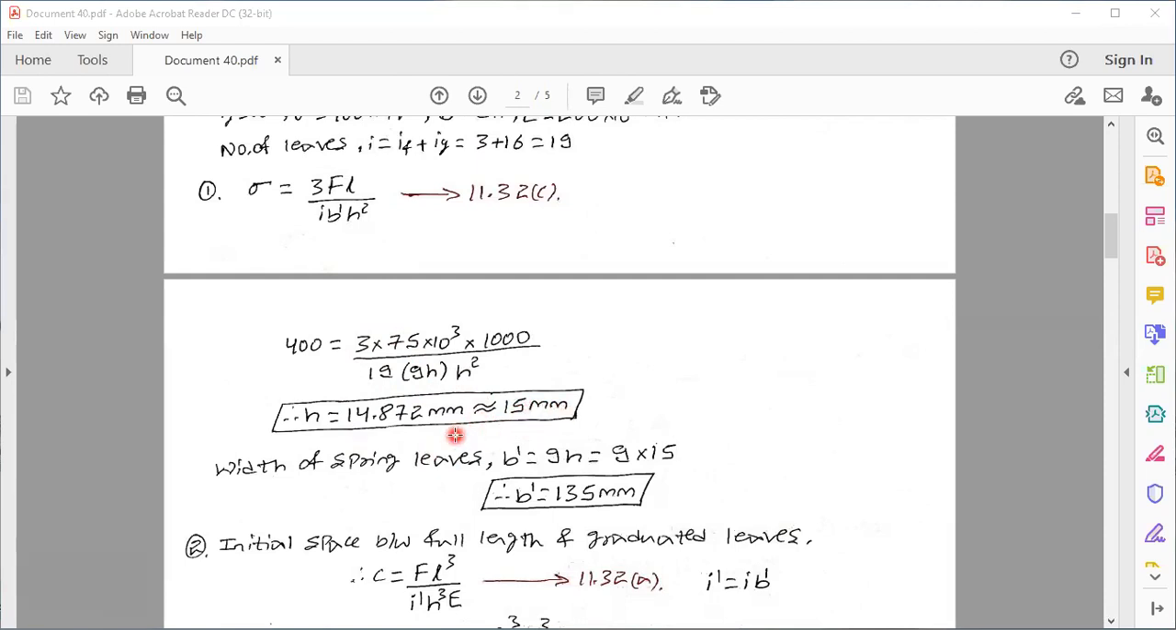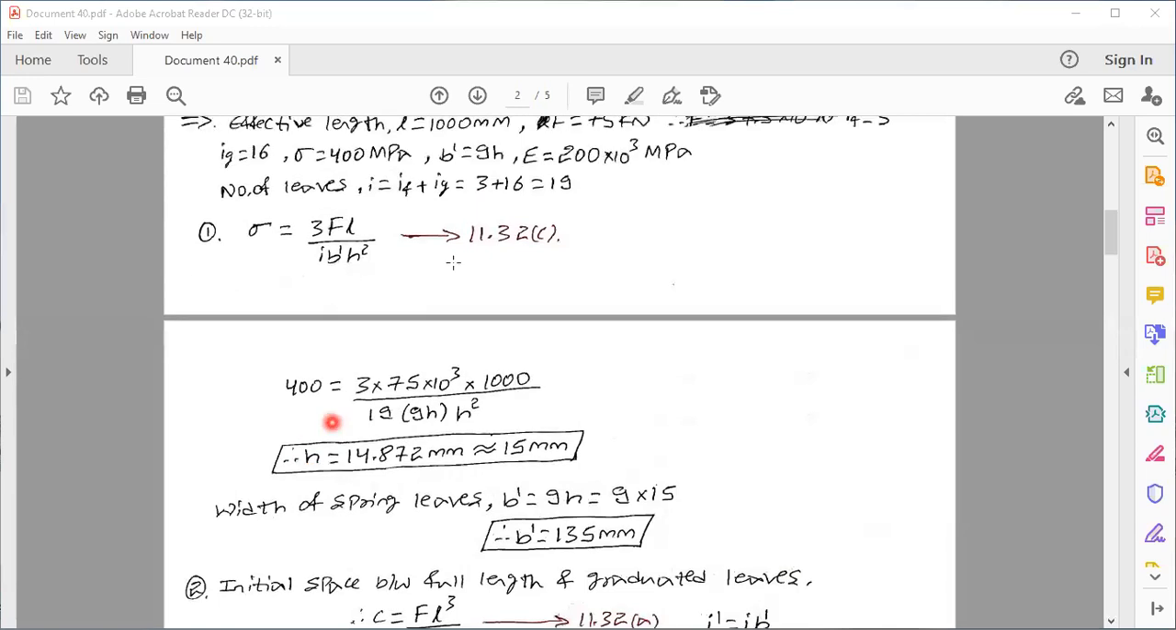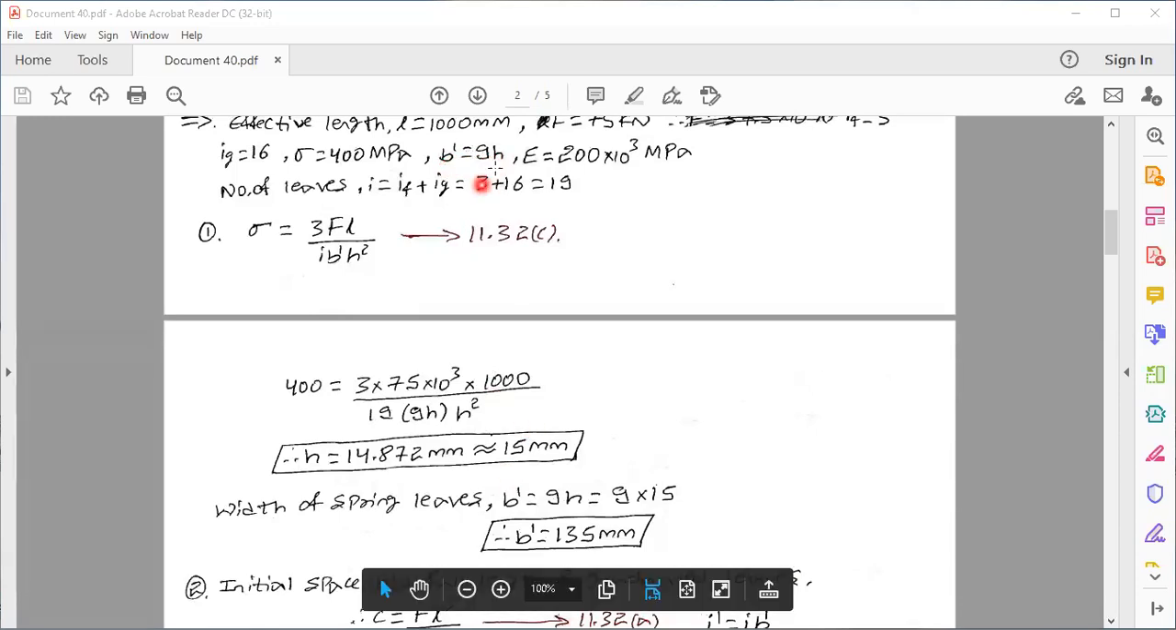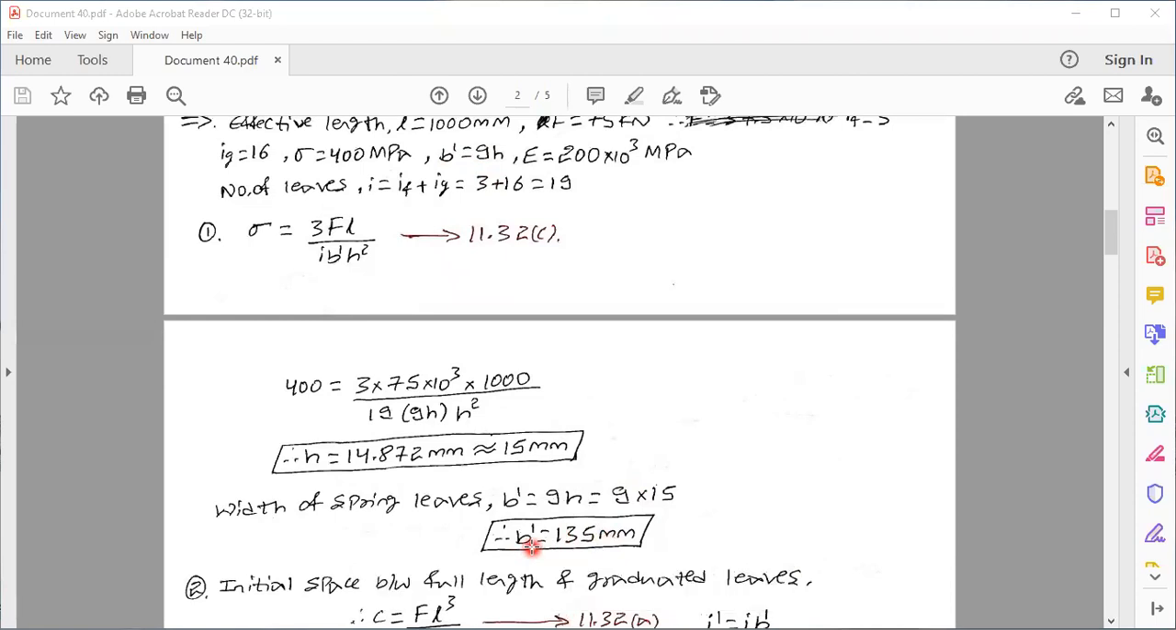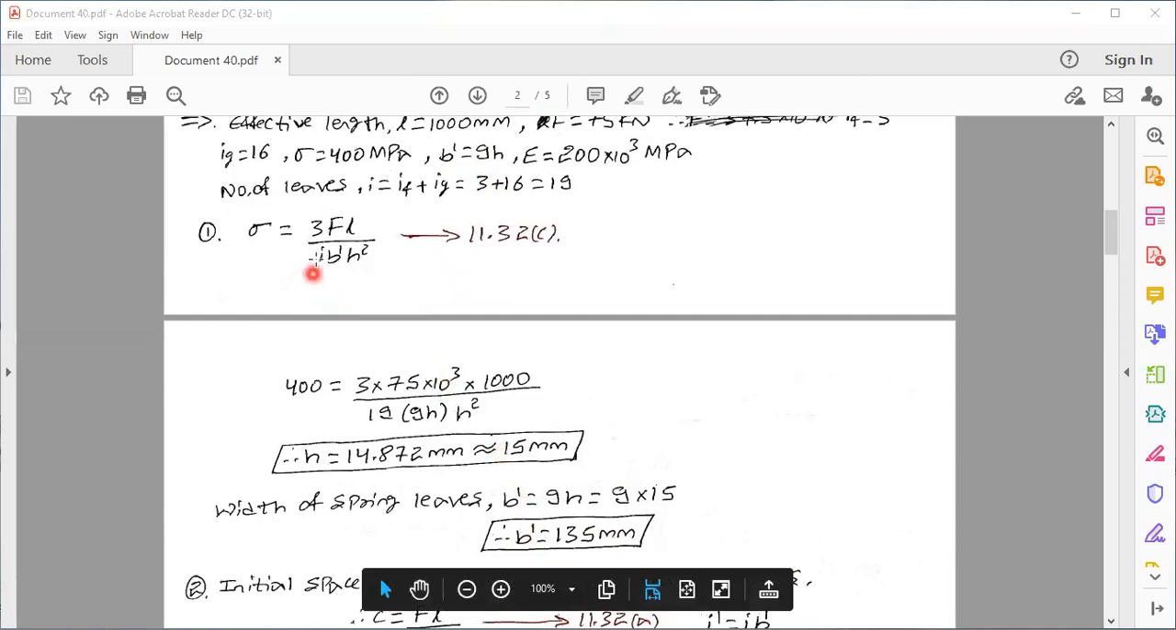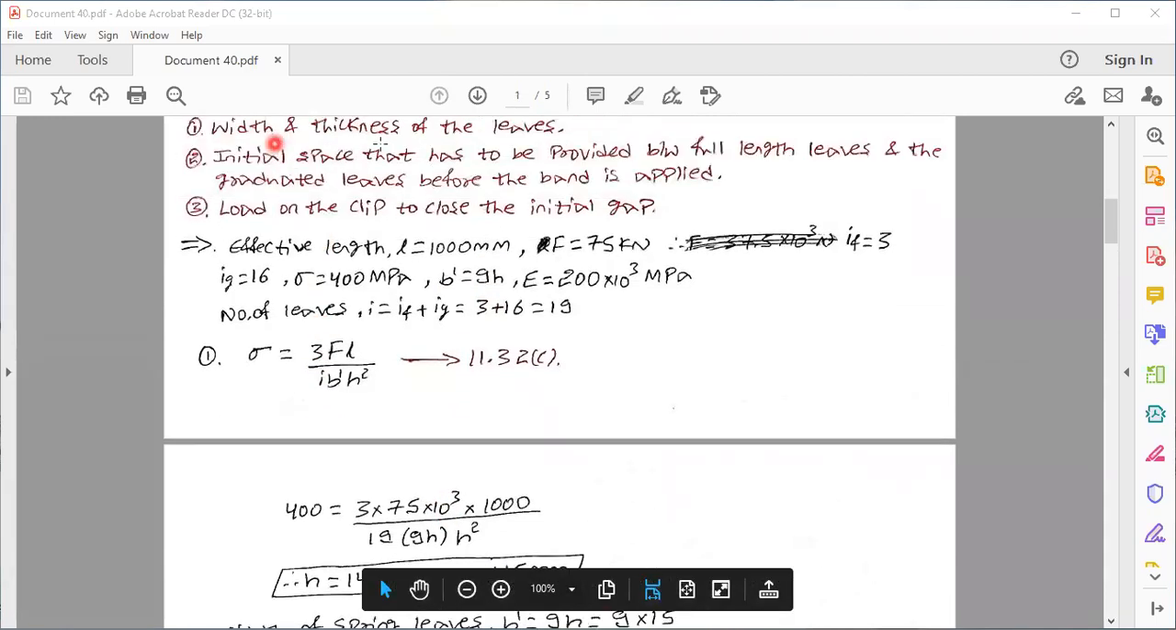Once you get the thickness, now you can substitute that in this equation. That is given data. B dash is equal to 9 times the h. Width is equal to 9 times the h. H is 15. Substitute that. 9 into 15, it will be 135 mm. Therefore, B dash, or the width, will be 135 mm. First, you have calculated the width and thickness.